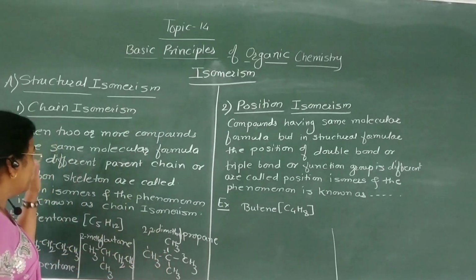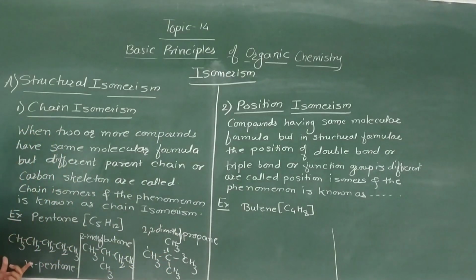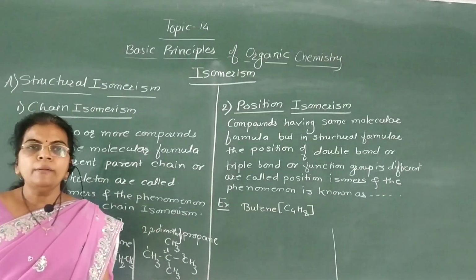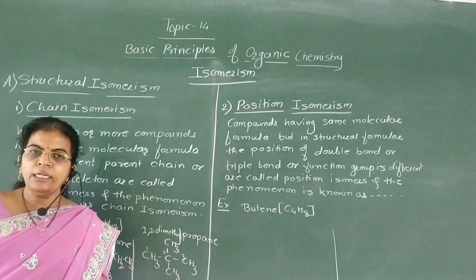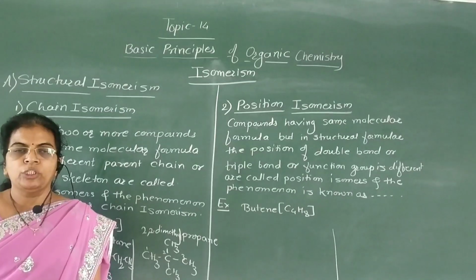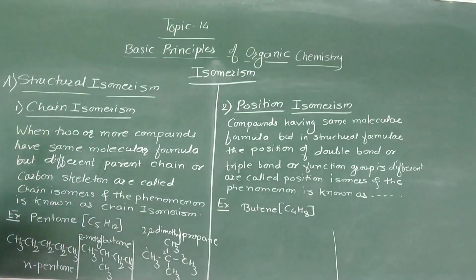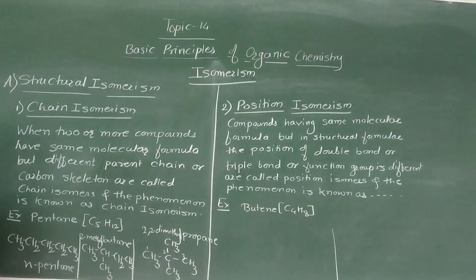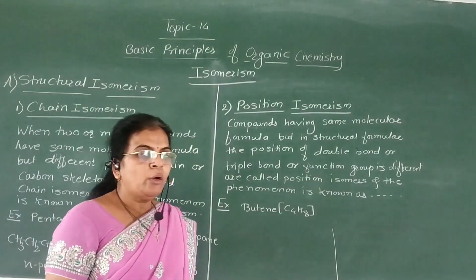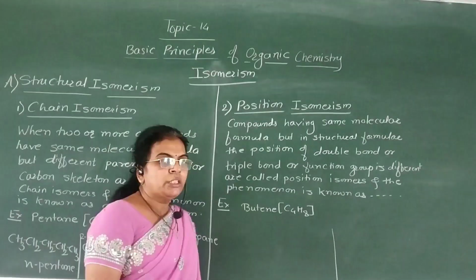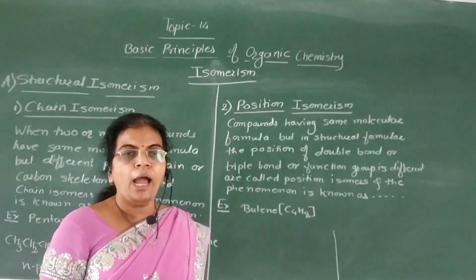This is called chain isomerism. This is the example of chain isomerism, that is, in chain isomerism the hydrocarbon compounds are either in a straight chain or in a branched chain. Now the second type of structural isomerism is position isomerism. This position isomerism is generally present in alkenes and alkynes.